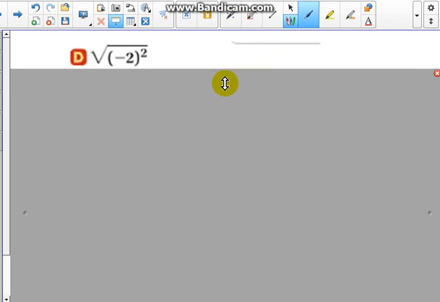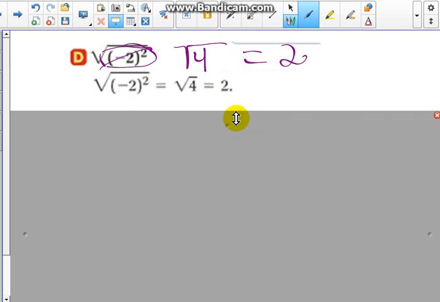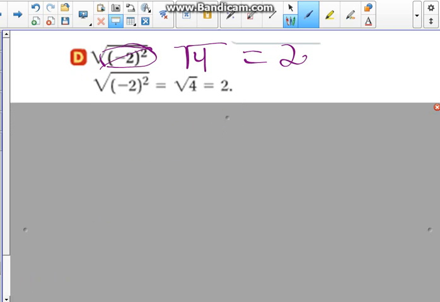And look at D. Now we have to do some math first. This one's a little tricky because we'd want to cancel this out and say, oh, that's negative 2. But you can't. You have to do the math first. So remember, PEMDAS, parentheses, exponents. So negative 2 squared is a positive 4. So we get radical 4. Now, what's the answer of radical 4? 2. Okay. We're looking for the positive. And that's how you do these sets of problems.